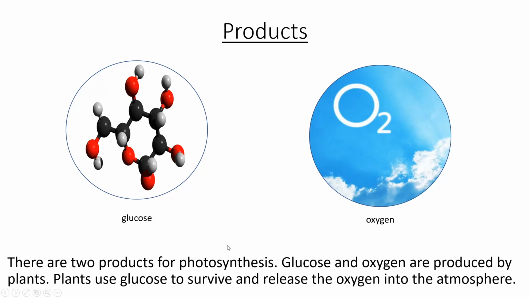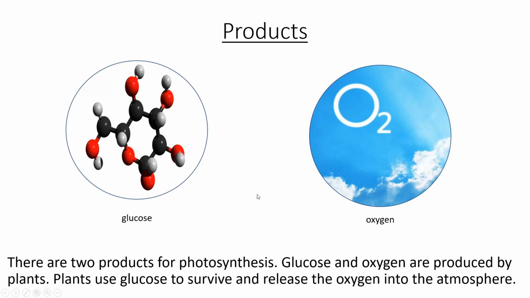There are two products of photosynthesis. Glucose and oxygen are produced by the plants. Plants use this glucose to survive and release the oxygen that it doesn't need into the atmosphere. So yes, there's a bit of a give and take relationship between humans and other animals and plants. Plants produce oxygen. We breathe in that oxygen and we breathe out CO2, and then they breathe in the CO2.